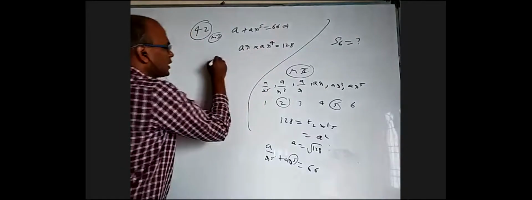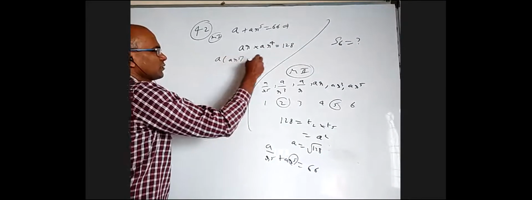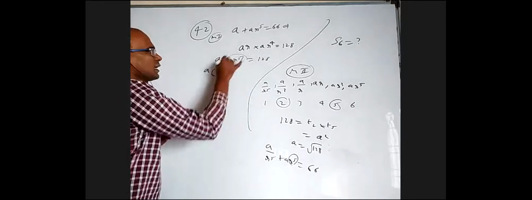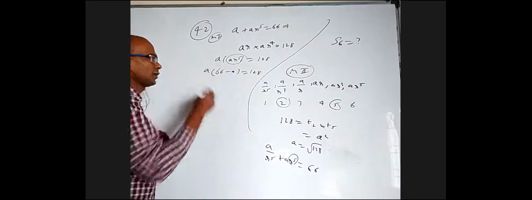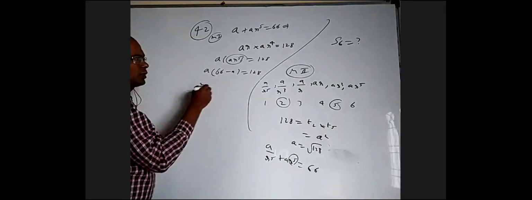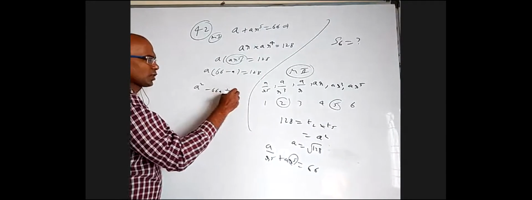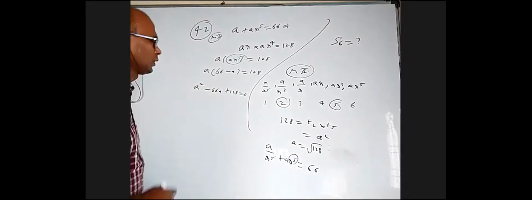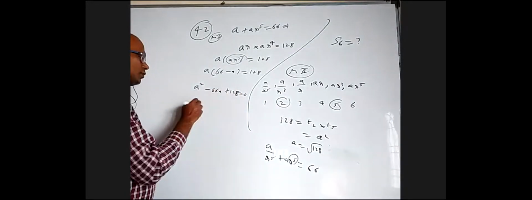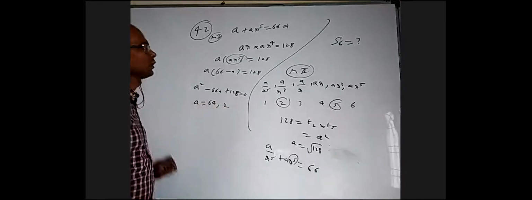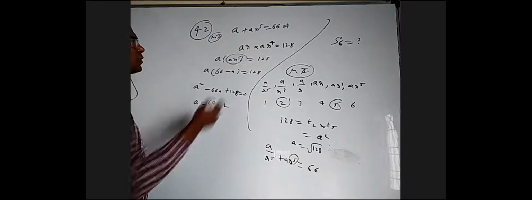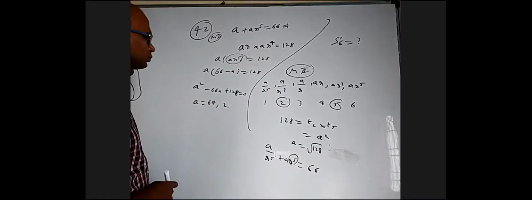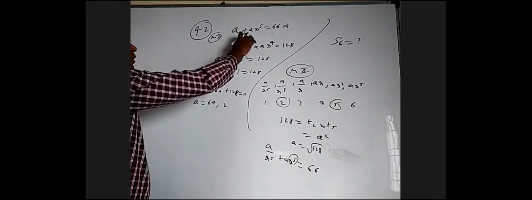So this can be written directly as a into ar power 5 is 128. This ar power 5 you can write as 66 minus a. Yeah, this is easy to solve. You're right. So a square minus 66a plus 128 equal to 0. 64 and 2. Yeah, sir. Okay. A can be 64 or 2. If you put the a value, you'll get the corresponding r value.